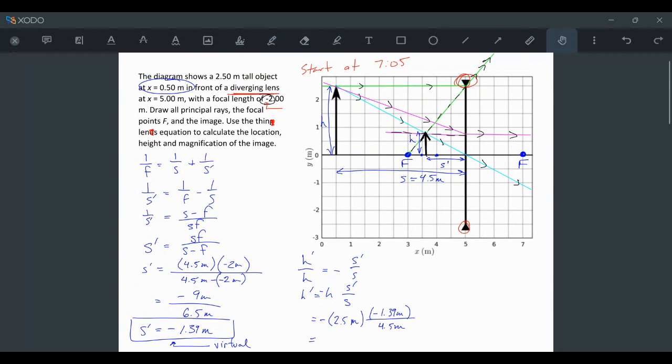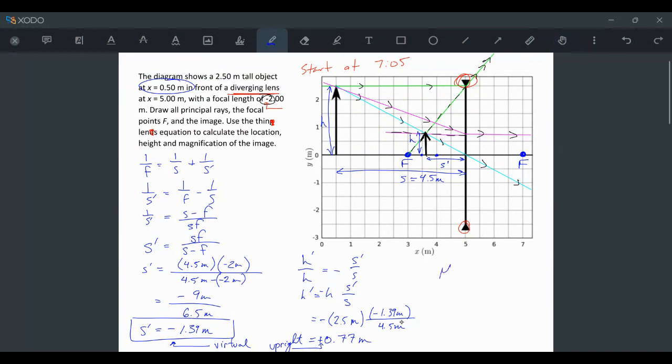The two negatives will go away, and the height will be 0.77 meters. And the fact that the two negatives went away is good. This plus means that we have an upright image. So that means that the image is in the same orientation, basically, as the object. The object in our diagram was pointing up. You can see the arrowhead points up. We found that our image is the exact same. It also points up. So this agrees, again, with our diagram, which is fantastic.